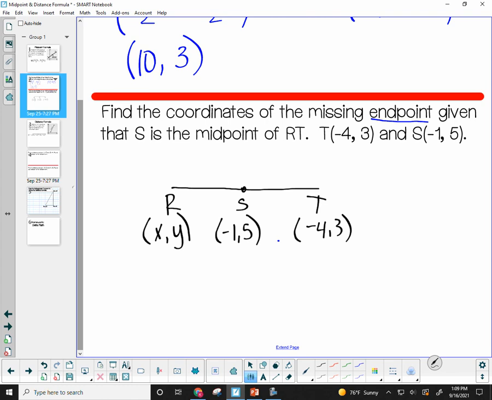I'm going to show you two ways to do this. I'm going to show you the formula way to show you how it's tied in, but then we're going to talk logic for a second. Keep in mind, with the midpoint formula, they took the average of the x's, divided by 2, and they got our midpoint. In the case of the x's, they took x plus -4, adding my x coordinates together, divided by 2 equals the x coordinate of my midpoint, which is -1.